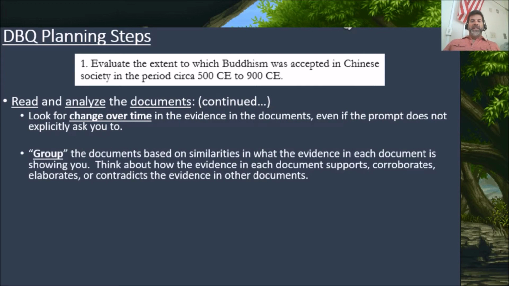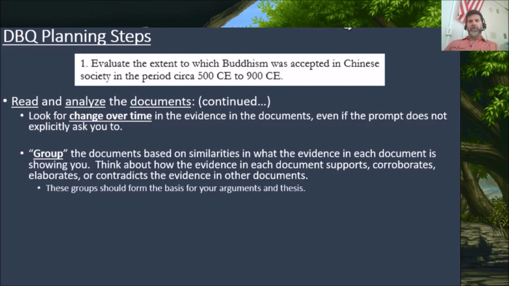Now, also as you're reading the documents, don't just think about them in isolation from each other. Don't think of them as individual documents. Think about how they fit with each other, how a later document fits with earlier documents you're seeing. And you should try to group the documents based on similarities in what the evidence in each document is showing you. Think about how the evidence in each document supports, corroborates, that's a synonym of supports, elaborates, or contradicts the evidence in other documents. And think about the story the evidence in the documents is showing you in response to the prompt.